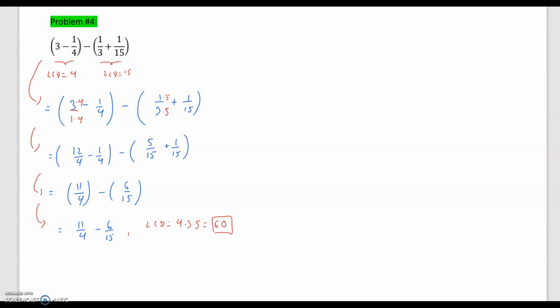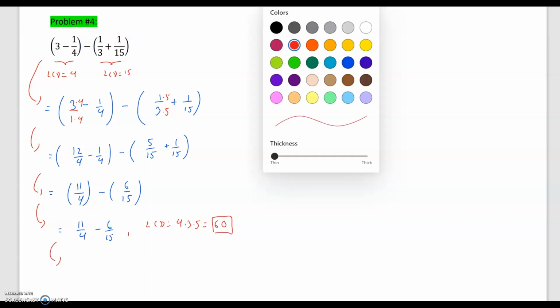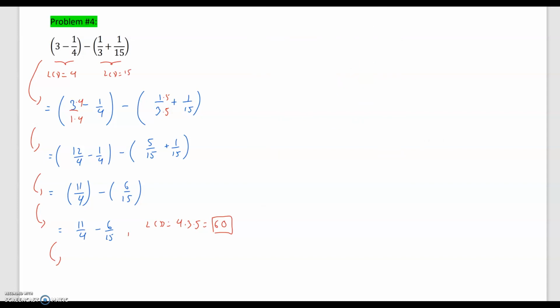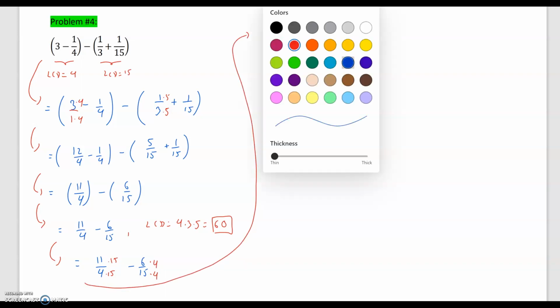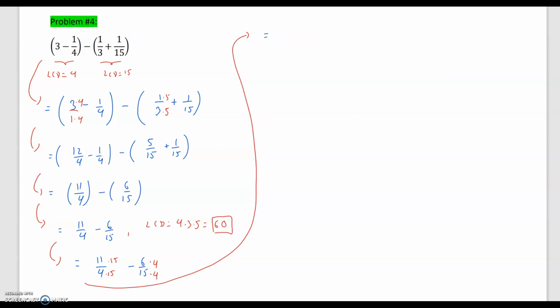Okay, a little bit of a messy one. Let me rewrite it and put the LCD on each of the fractions. So 11/4 minus 6/15. And we're going to multiply the first fraction by 15. And then the second fraction by the values of 4. So let me rewrite it. And we're looking at, well, this will be 11 times 15 over 60. And then minus 6 times 4 over 60.